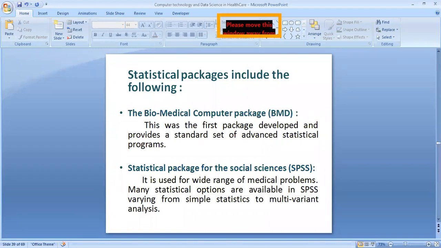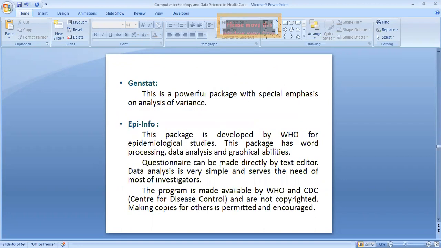We have BMDP, the biomedical computer package, SPSS. Of course, SPSS, most of you may be aware. These are the statistical packages available for doing the analysis of the data that we have in hand. Then GenStat, a tool that comes under genomics. Then we have Epi Info. Here also, a questionnaire sort of interactive chat box is included. So you can have any queries that you have regarding the predictions. Of course, you can do that with this particular platform.